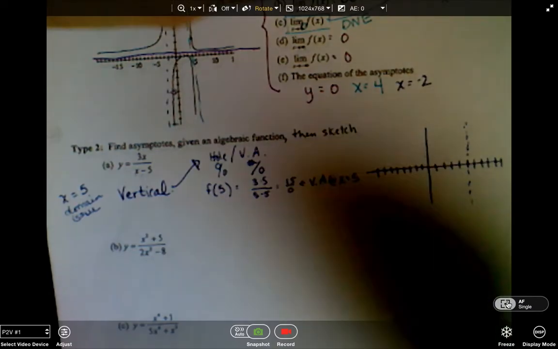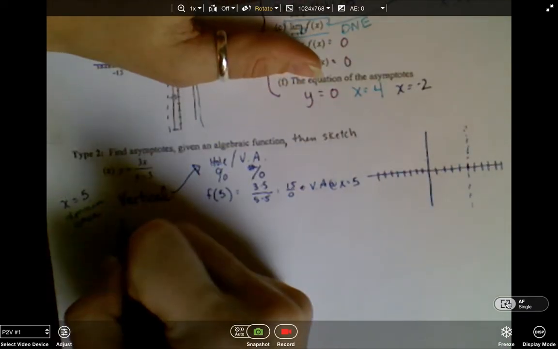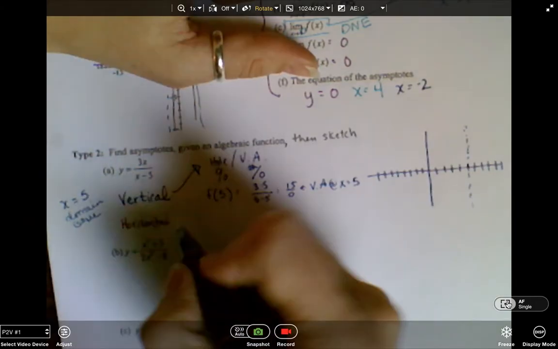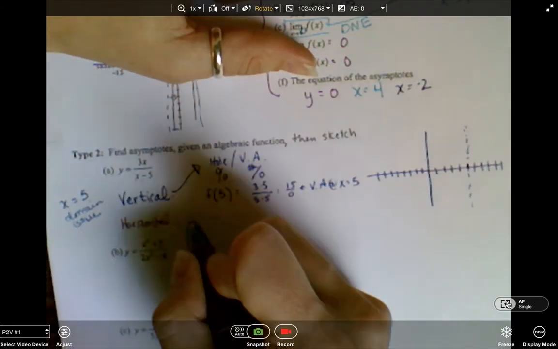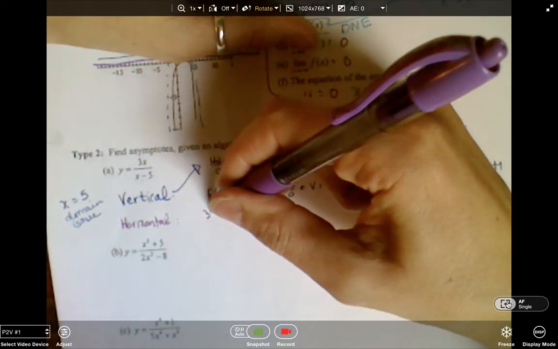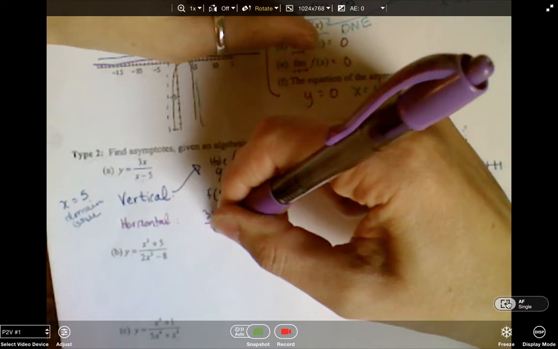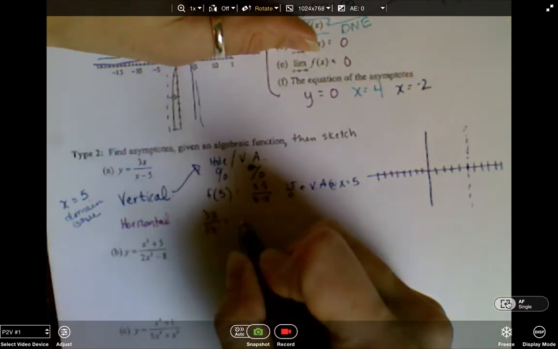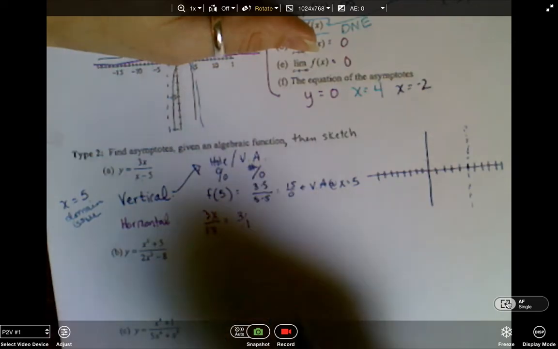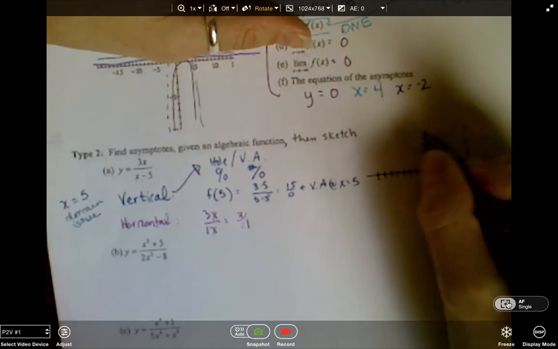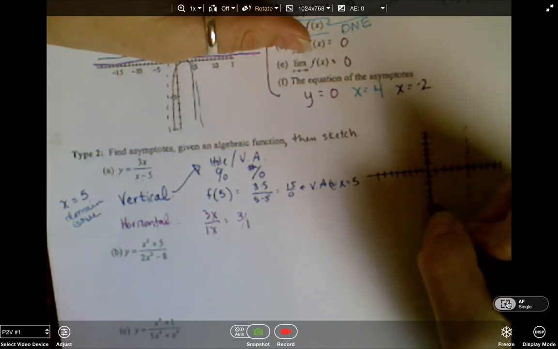Now let's check our horizontal asymptotes. So I rewrite it with only our dominant terms. So we'll be left with 3x over x, which is going to simplify to just 3 over 1. That means we have a horizontal asymptote at 3.